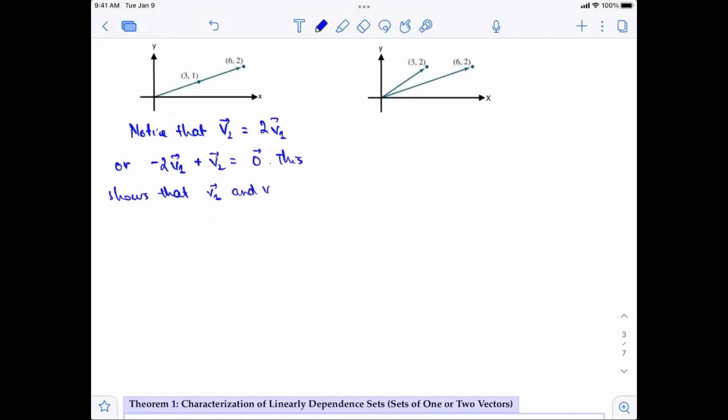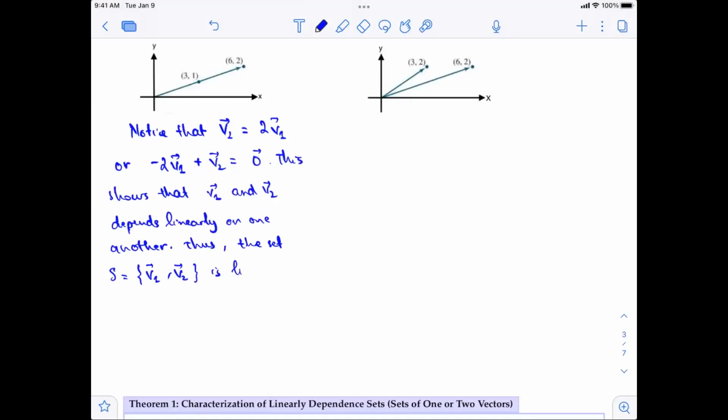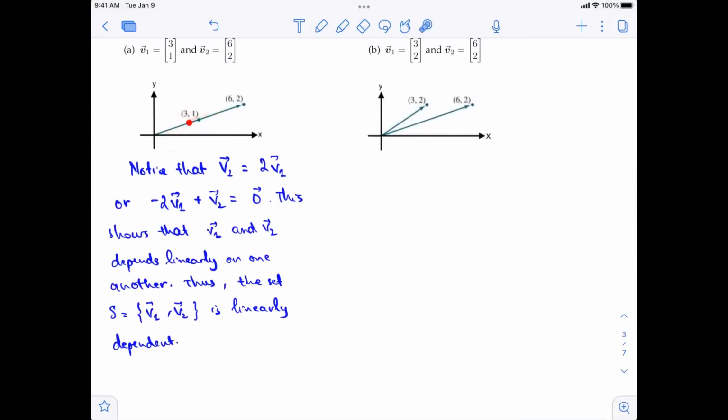So this shows that v1 and v2 depend linearly on one another. Thus, the set of v1, v2 is a linearly dependent set, right? And as you can see on the graph here, vector v1 and vector v2 lie on the same line going through the origin, right? So they are linearly dependent.